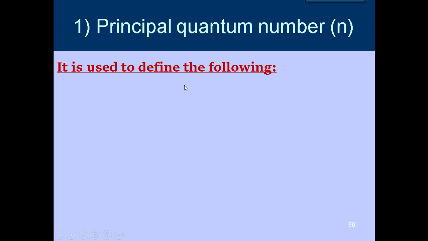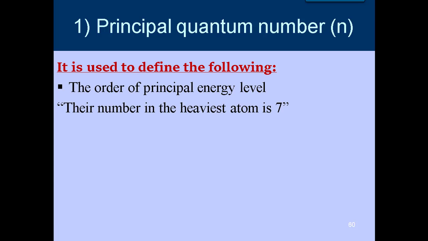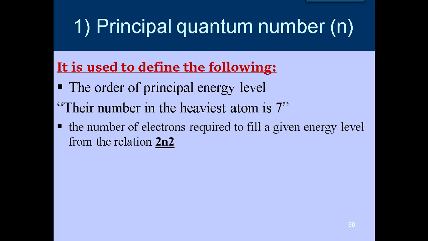Principal quantum number. This quantum number is used to define the following: the order of the principal energy level and the number of energy levels. For the heaviest atom, the atom which contains the largest number of electrons, there are 7 energy levels. The number of electrons required to fill a given energy level follows the relation 2n to the power 2, where n is the number of the energy level. The principal quantum number, or the number of energy levels, is an integer from 1 to 7.